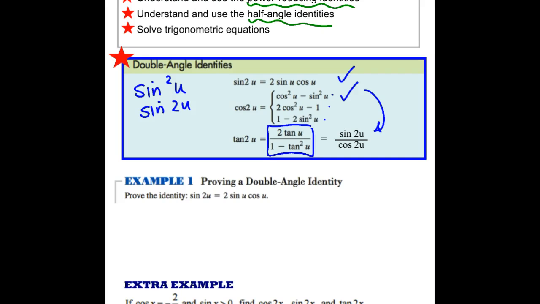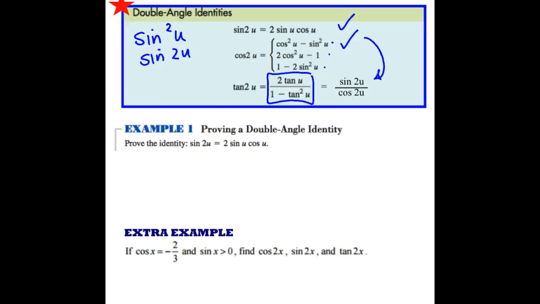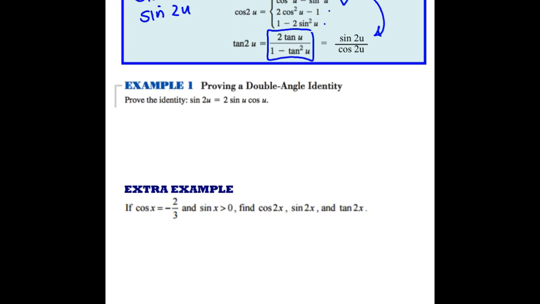Okay. Our first example says to prove a double angle identity. This time we're proving sine of 2u is equivalent to 2 sine u cosine u. Okay? We're just going to prove that that one works. In our last chapter, half of the chapter, we had the sine of a sum. Remember that formula? The sine of a sum? Look in your green sheet if you can't remember it.